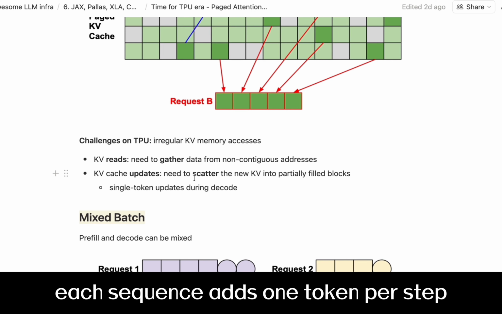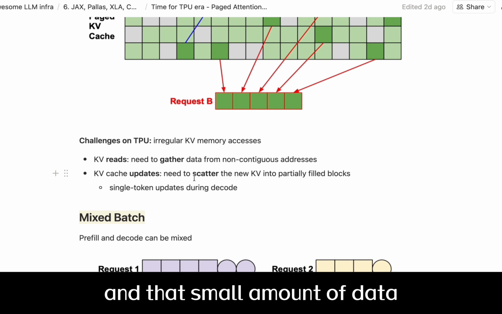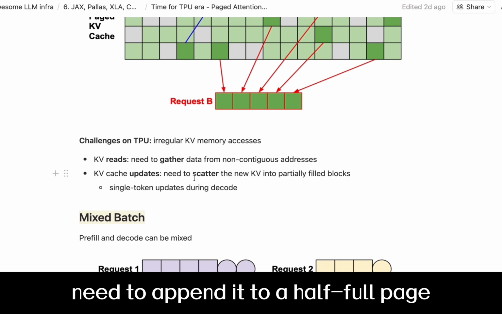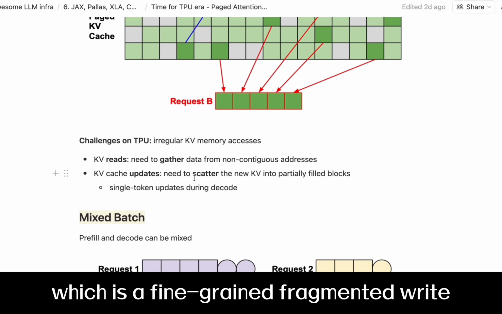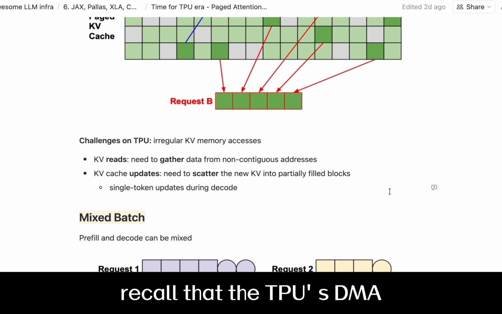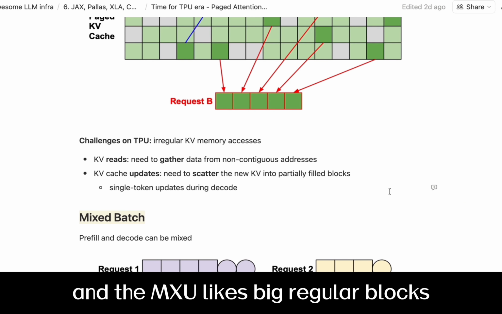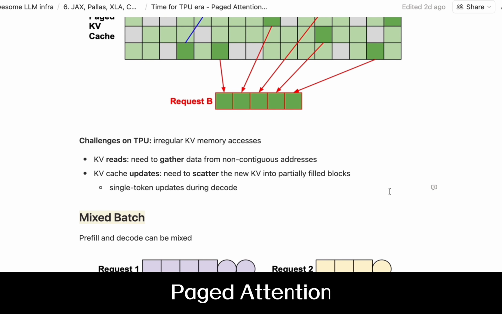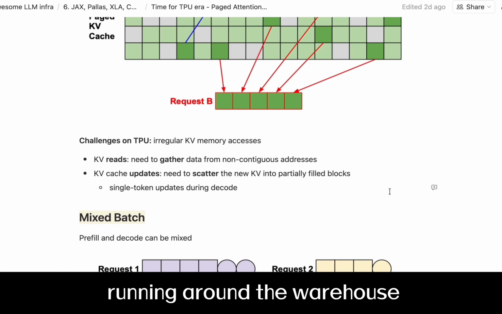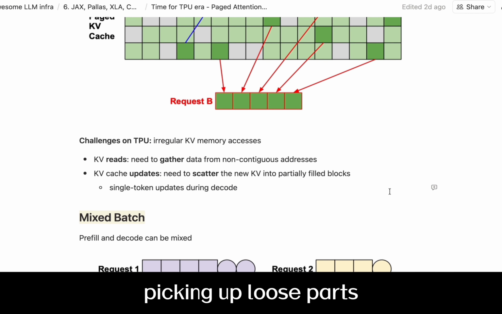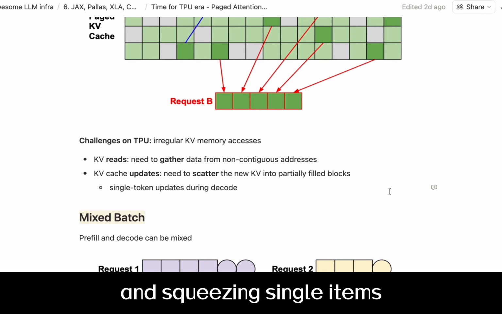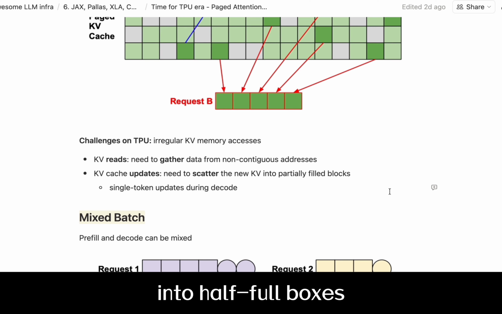During decode, each sequence adds one token per step, and that small amount of data needs to be appended to a half-full page, which is a fine-grained, fragmented write. Recall that the TPU's DMA likes moving whole boxes, and MXU likes big regular blocks. Paged attention makes them spend all day running around the warehouse, picking up loose parts and squeezing single items into half-full boxes.